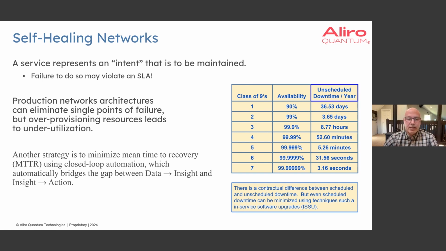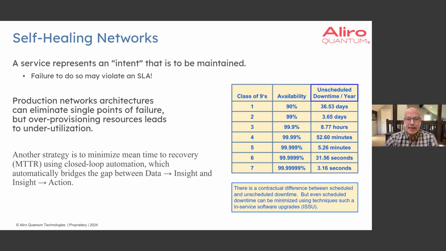Another strategy to minimize mean time to recovery, or MTTR, is using closed-loop automation, which automatically bridges the gap between data to insight and insight to data. So in here, the data is that the link is down, the insight is that the service is down, the desire is to reinstate the service, and the action is to push new configuration to the network in order to bring the service back up.